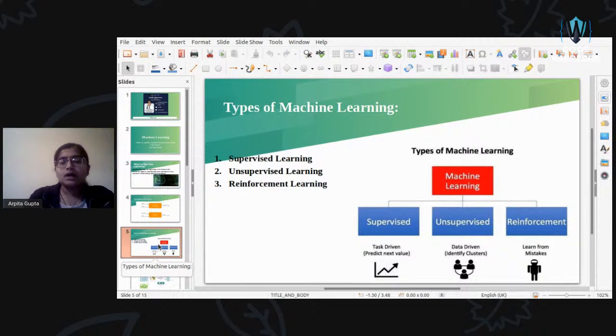For example, you can take the baby example, or the example of a teacher teaching some kind of subject to a kid. The kid learns about that subject from the teacher, and eventually when the exam comes, that kid tests his or her knowledge. So that's how supervised learning works. Apart from this, there is unsupervised learning as well.